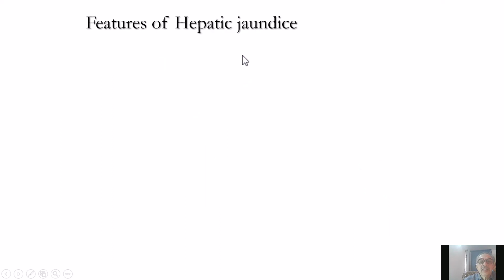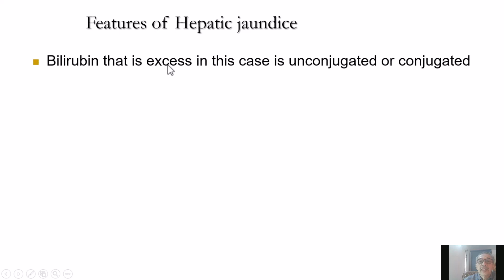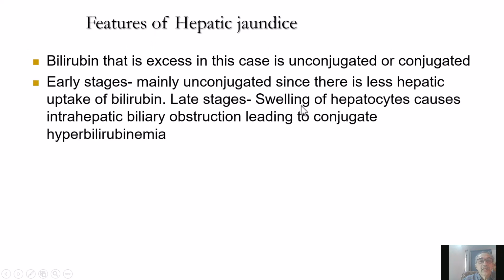Let us look at the features. This complicates hepatic jaundice a little, because it depends on severity. Is the excess bilirubin in this case unconjugated or conjugated? Initially it is unconjugated, more like hemolytic. It may not be properly conjugated, so it becomes unconjugated. If it is conjugated but not excreted, the bilirubin will be conjugated. Early stages of hepatic jaundice are mainly unconjugated, since there is less hepatic uptake of bilirubin or less conversion into glucuronide.